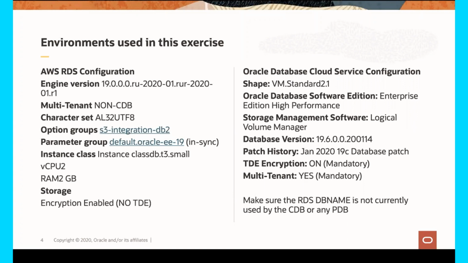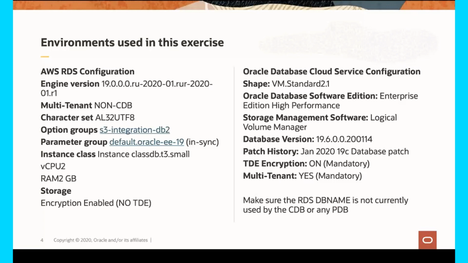So 19.6, we applied the January 2020 patch bundle on the database cloud service side. We obviously have TDE encryption because that's mandatory in Oracle in OCI, and we have multi-tenant on. That's also mandatory in DBCS or ExaCS. I mean, in the Oracle Cloud, all the databases, unless you are managing your own database and you create a compute instance where you install an Oracle version and you do whatever you like. But if you're using Database Cloud Service or Exadata Cloud Service, it must be a multi-tenant configuration.